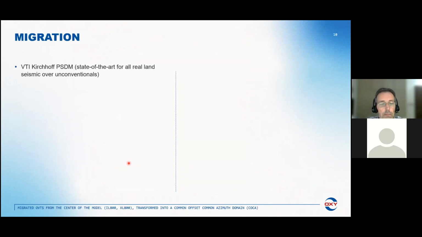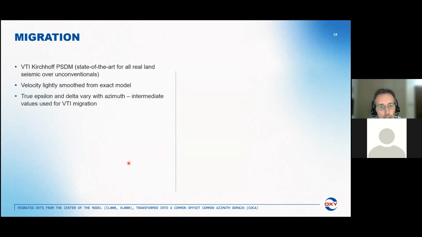So for the migration, we did a typical VTI Kirchhoff depth migration, as you would commonly do on the land, or onshore seismic unconventional these days. The velocity was lightly smoothed from the exact model, the anisotropy as well. Speaking of which, the true epsilon and delta, they vary with azimuth. So we kind of took intermediate values for this migration.